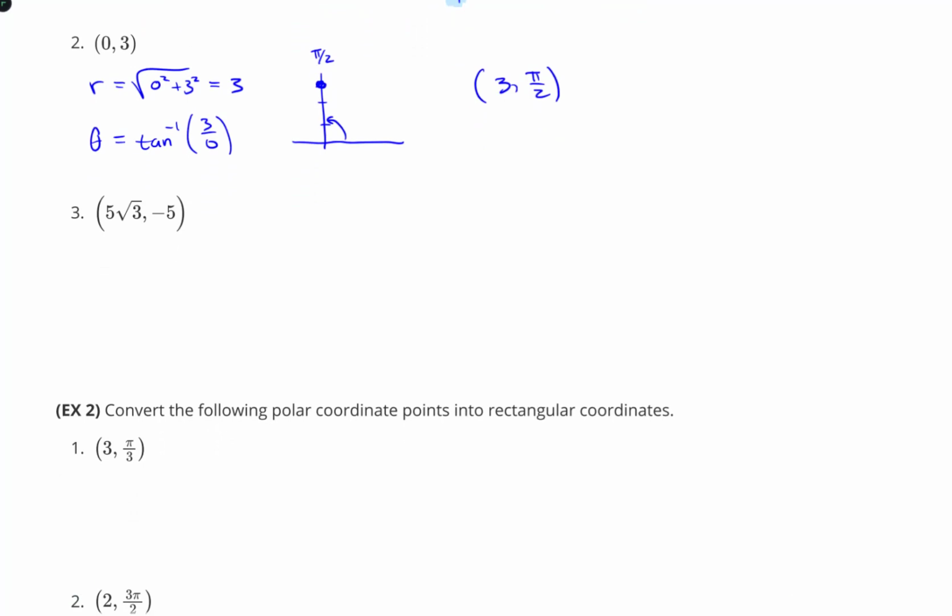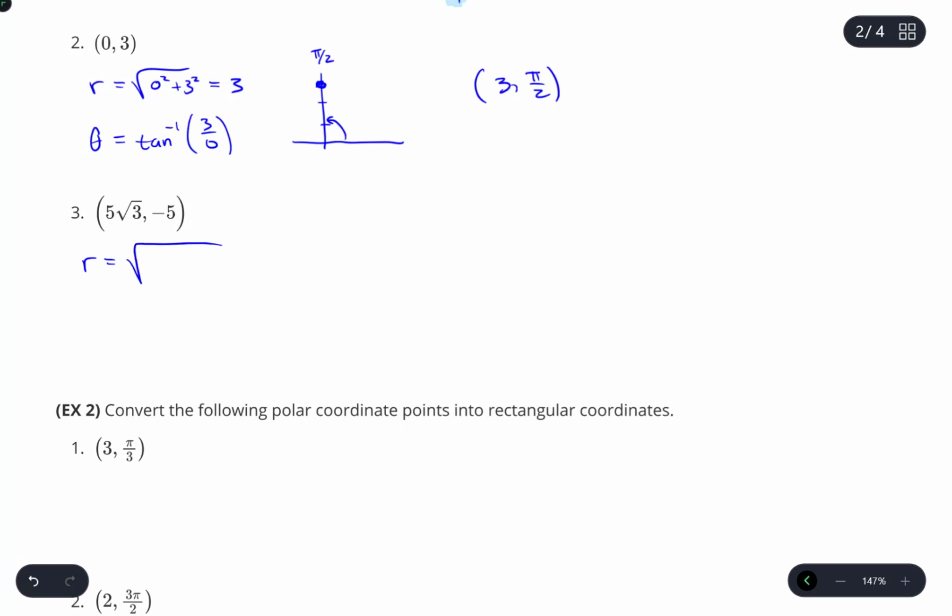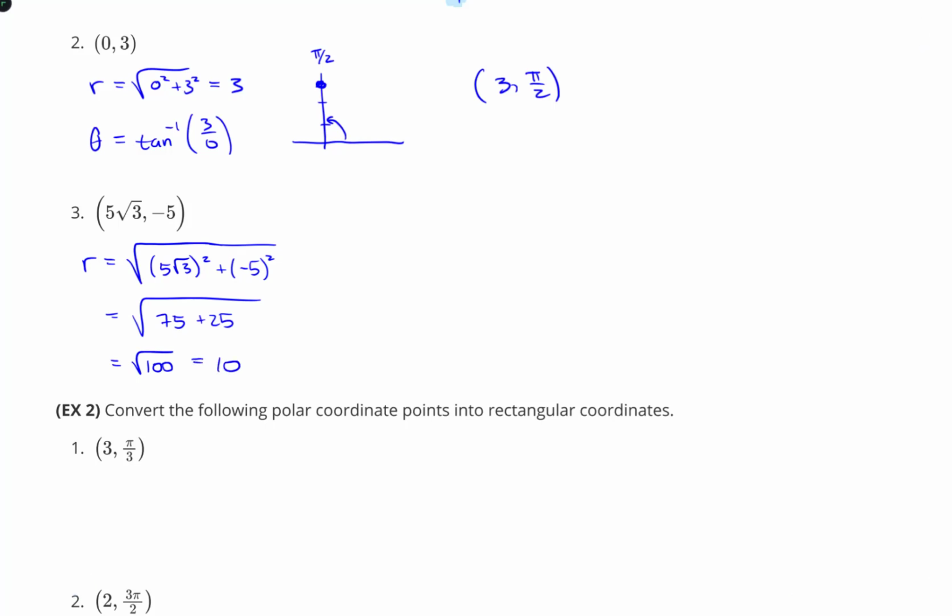All right, one last example going this direction. I generally start with r because that's usually what I find to be the easiest. It's just a straight calculation. You don't have to worry about any nuances or anything. So let's see here. This would be 25 times 3, so that's 75 plus 25. So the square root of 100, which is 10. All right, so we have the value of r.